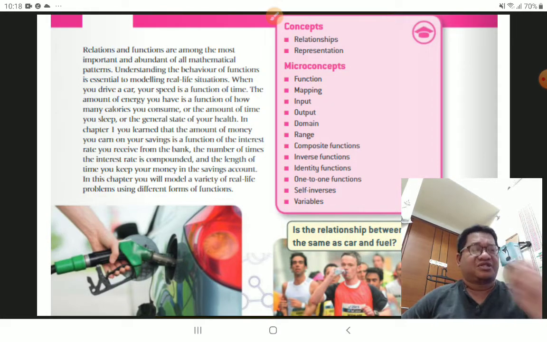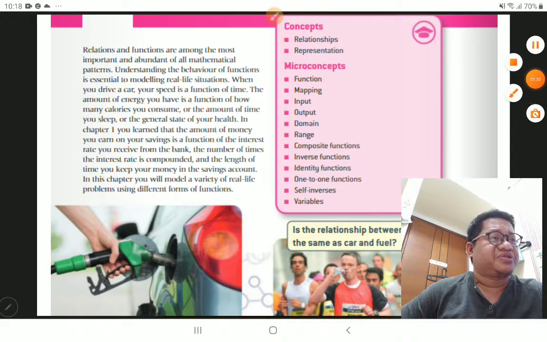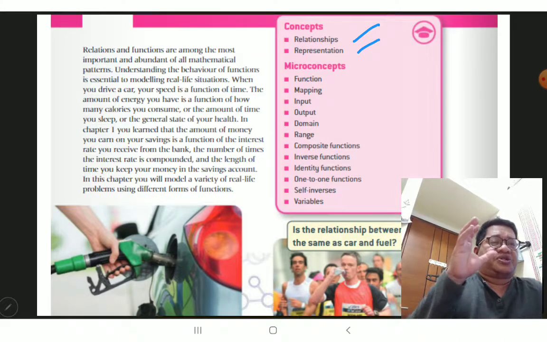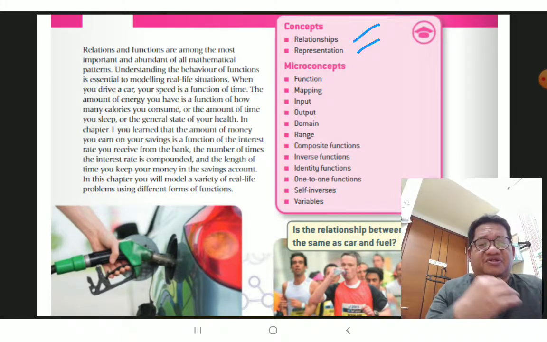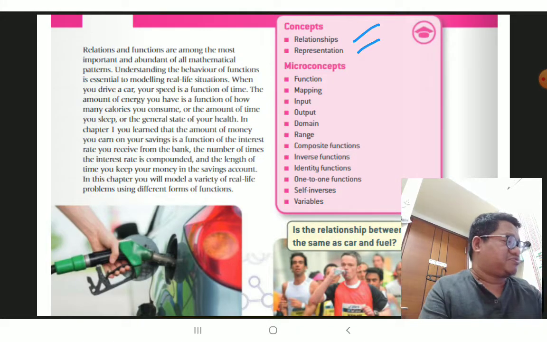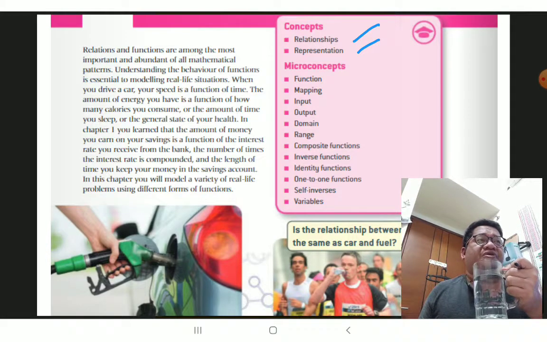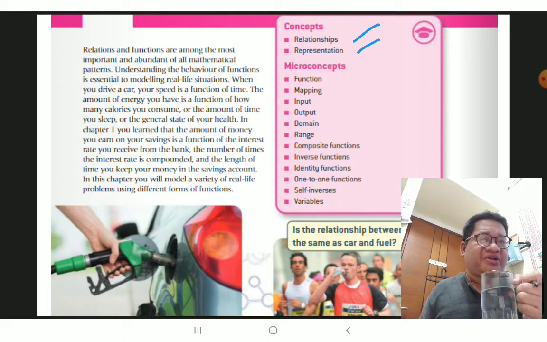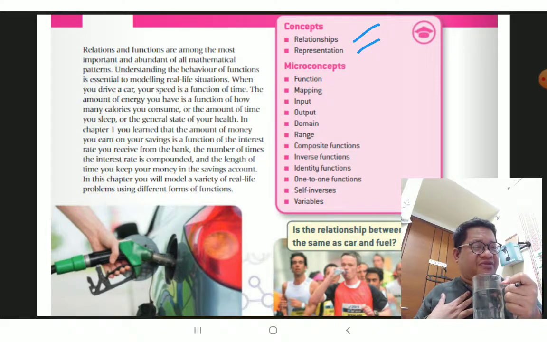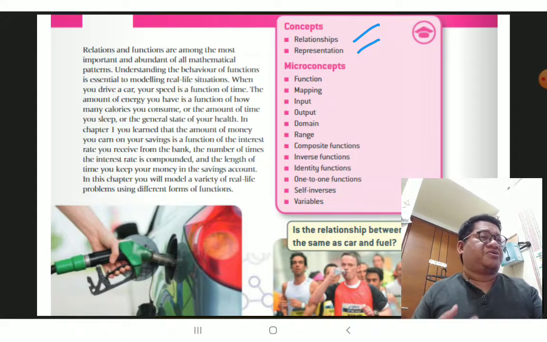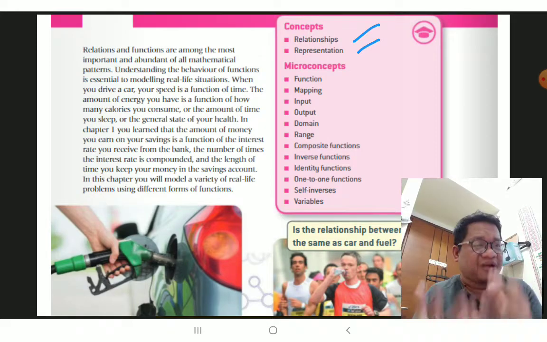What are the concepts here? The concepts that we would like you to learn are all about relationships and representation. Everything that surrounds us is a relationship. For example, I have water. If I drink hot water at night, how would it help me? There's a relationship between drinking hot water and cold water at night. So, representation: how will you represent a function?